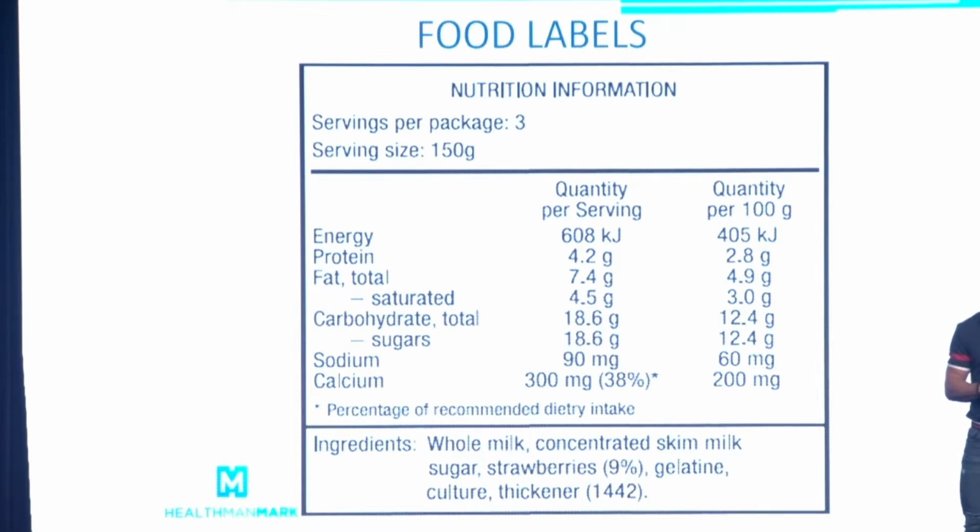Straight away, if we're comparing products on the per serve, we're going to be confused because the serving size in grams differs per product. In this example, the serving size is 150 grams. The yogurt next to this, or a dairy product next to this, might be a serving size of 120 grams. And straight away, it's confusing to choose the better product. The 100 gram column is your standard comparison per 100 grams.